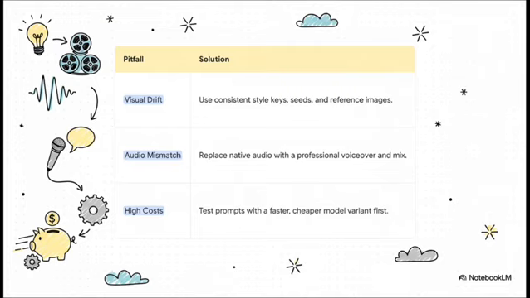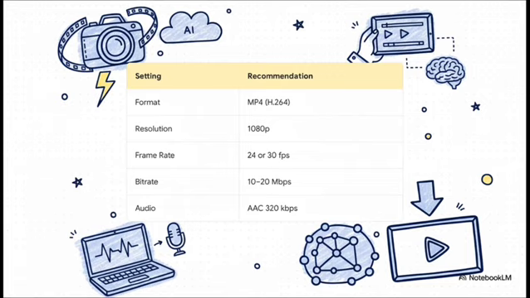See? Totally manageable. And last but not least, when you're finally ready to export and share your masterpiece with the world, here are the settings you'll want to use for YouTube. Things like MP4 format, 1080p resolution, 24 or 30 frames per second. Getting this stuff right is absolutely crucial. You don't want to do all that work just to have it look bad after you upload, right?